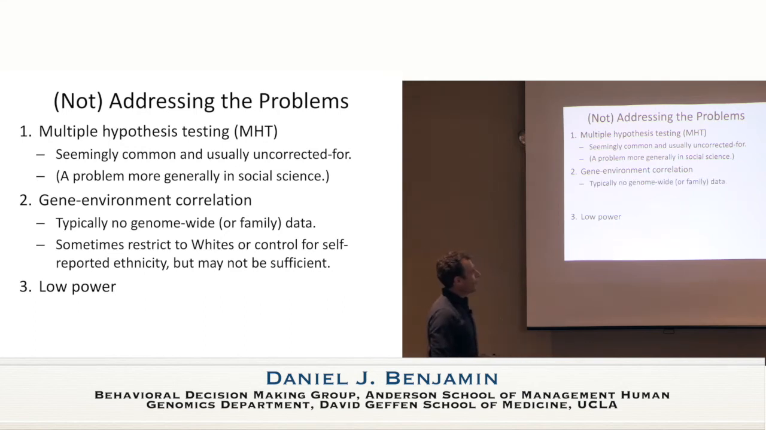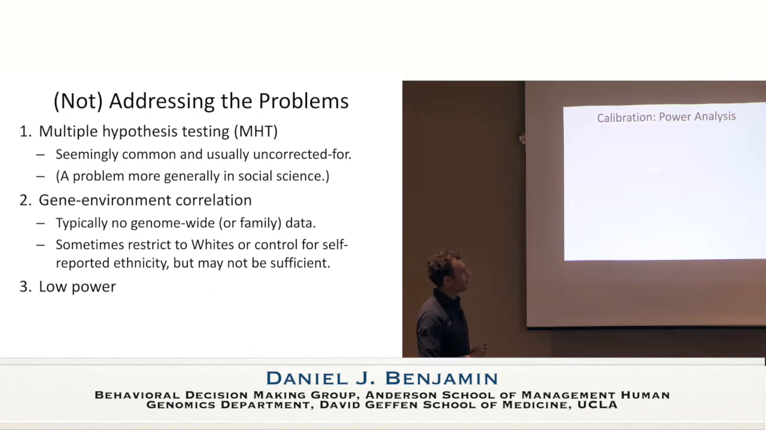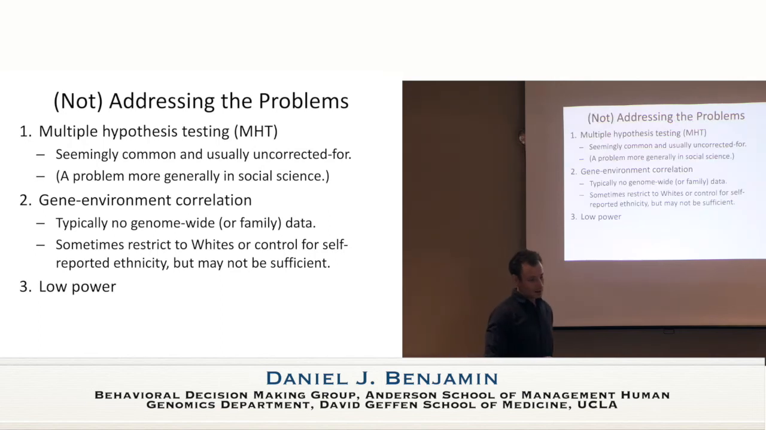Gene-environment correlation, it was understood that this could be a problem, but it was very difficult to do anything about it. You couldn't create principal components, which is a way we're going to talk about that GWAS tried to deal with this, or use family data. There wasn't much of that. Typically, the best you could do was restrict to self-reported whites or control for ethnicity. But for reasons we've talked about and we'll talk more about, that's generally not going to be sufficient. And finally, low power, which I think is really a central issue.